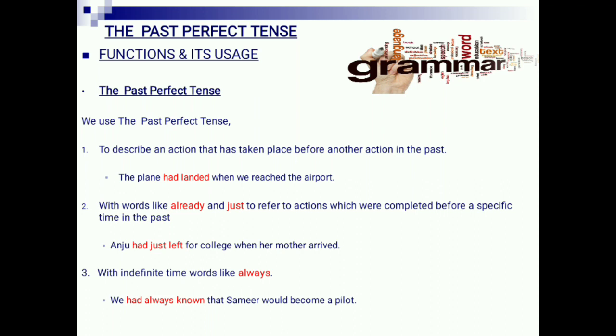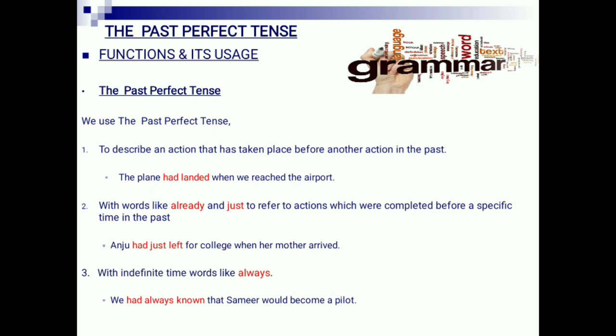Here again there is a combination of two sentences, and they are joined by the word when. So Anju had just left for college when her mother arrived. So here we can use past perfect tense.